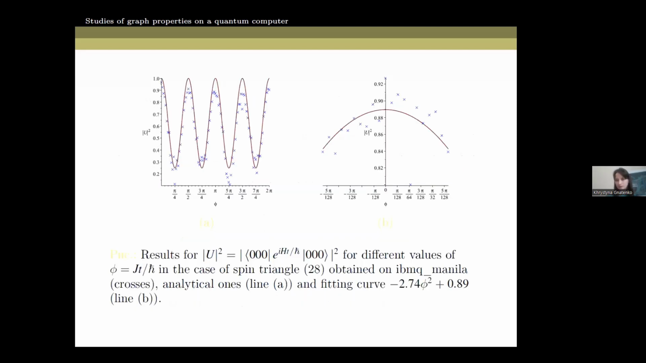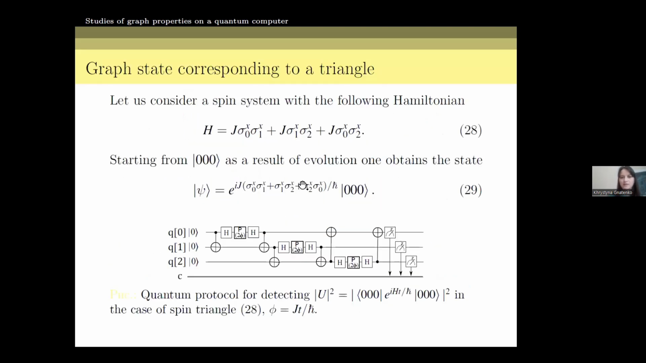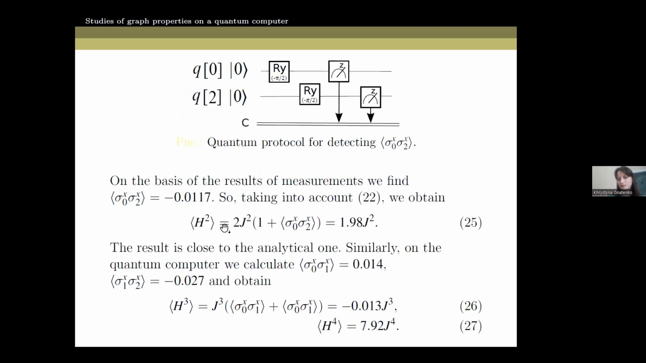On the basis of quantum calculations, on the basis of quantum programming, we detect this dependence of the mean value of the evolution operator on a quantum device. So we also have a good agreement with the analytical calculations, and also for small parameter phi, or for small times, we also obtain results which give us the mean value of this mean value.